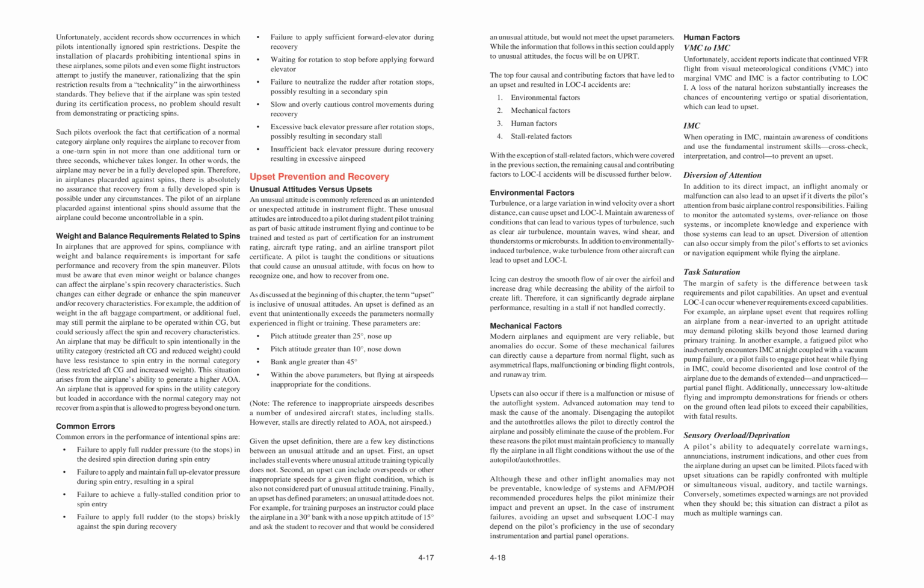Environmental factors. Turbulence, or a large variation in wind velocity over a short distance, can cause upset and loss of control. Maintain awareness of conditions that can lead to various types of turbulence, such as clear air turbulence, mountain waves, wind shear, and thunderstorms or microbursts. In addition to environmentally induced turbulence, wake turbulence from other aircraft can lead to upset and loss of control. Icing can destroy the smooth flow of air over the airfoil and increase drag while decreasing the ability of the airfoil to create lift. Therefore, it can significantly degrade airplane performance, resulting in a stall if not handled correctly.